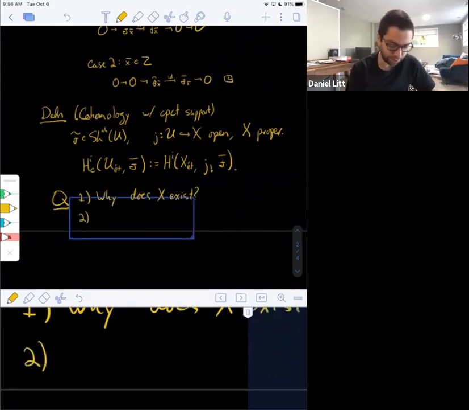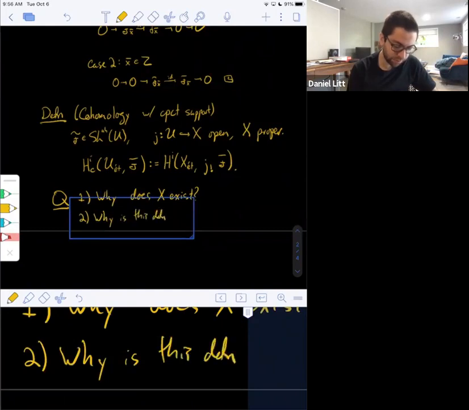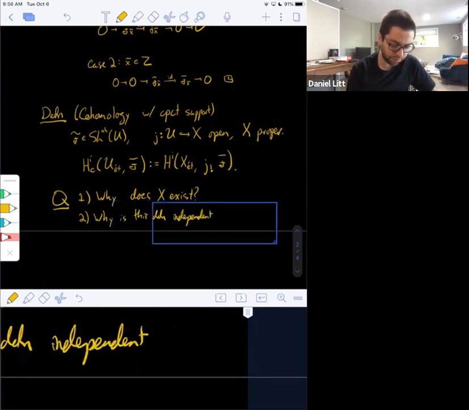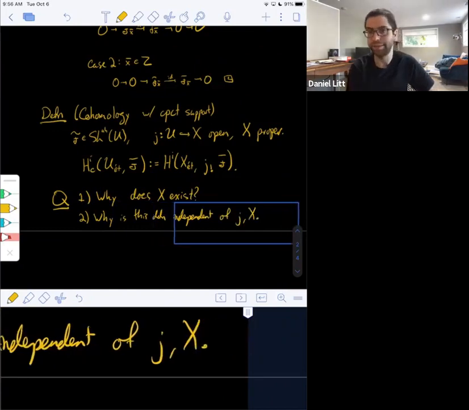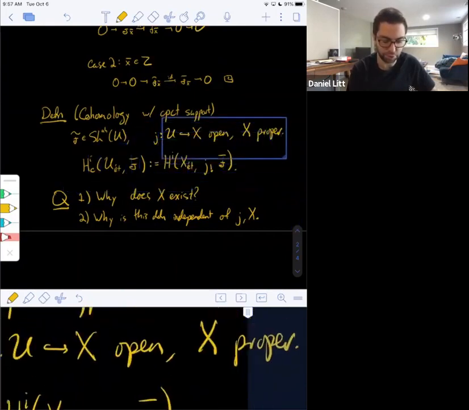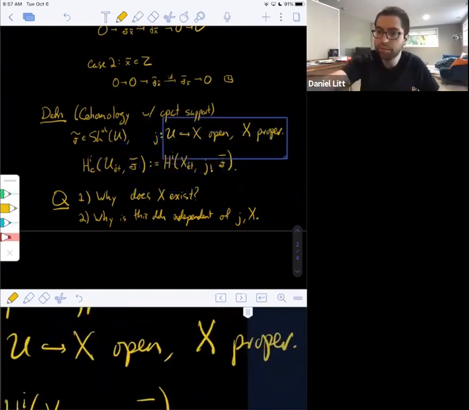And two is, why is this definition independent of this embedding j into this proper variety X? Okay, and that's highly non-trivial, so that's going to require proper base change, which we'll get to later. But that said, are there any questions about the definition given an embedding U into X? Like, right now we can think of this as a definition which is relative to such a choice. So are there any questions about this?